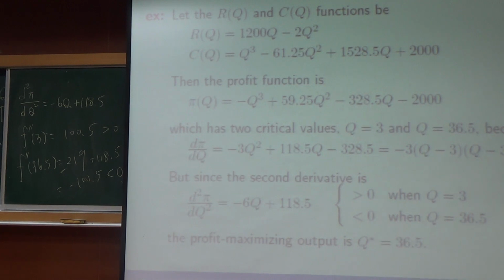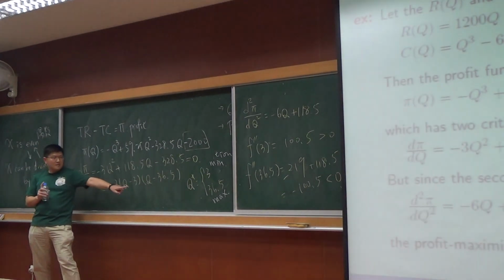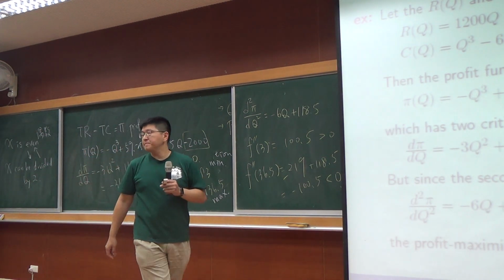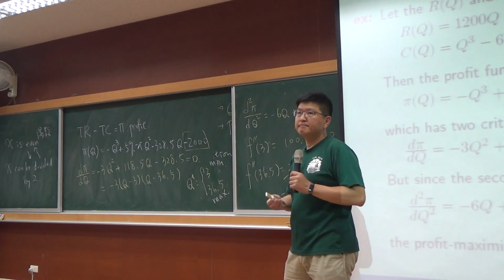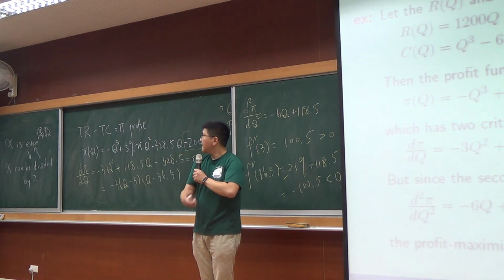Why does the minimum happen when Q equals 3? I just don't understand. Since we got second order. So everyone happy with this?